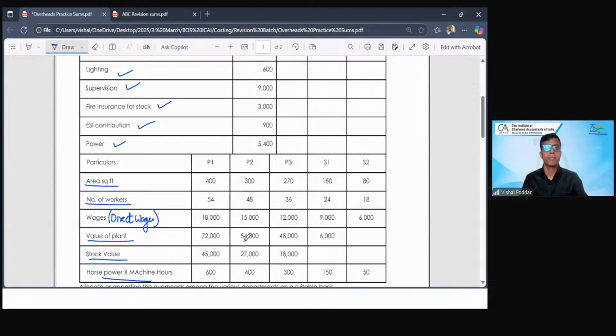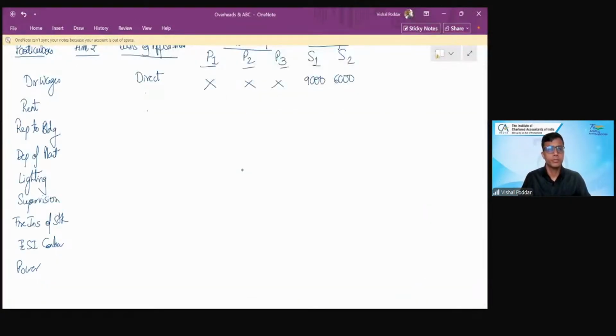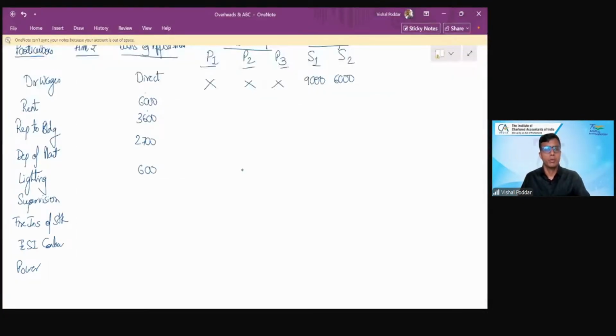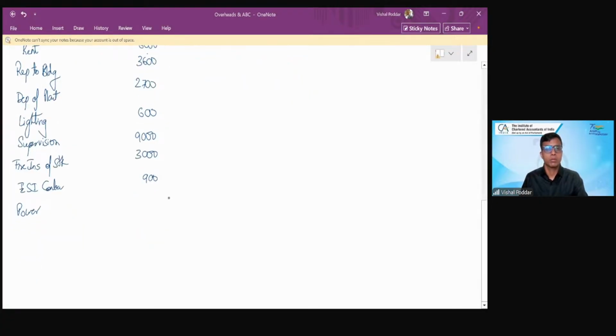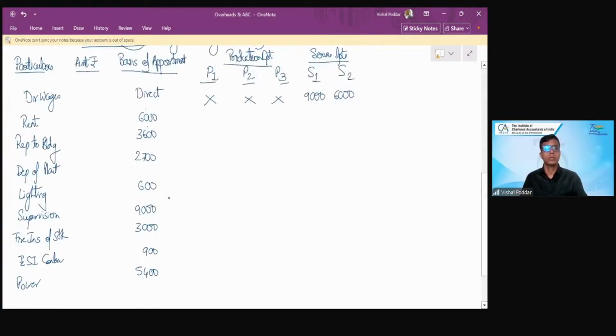Now, in my amount column, I have to post the values. That is the amount of expenses, 6, 3.6, 2.7, 600. Supervision 9,395.4.